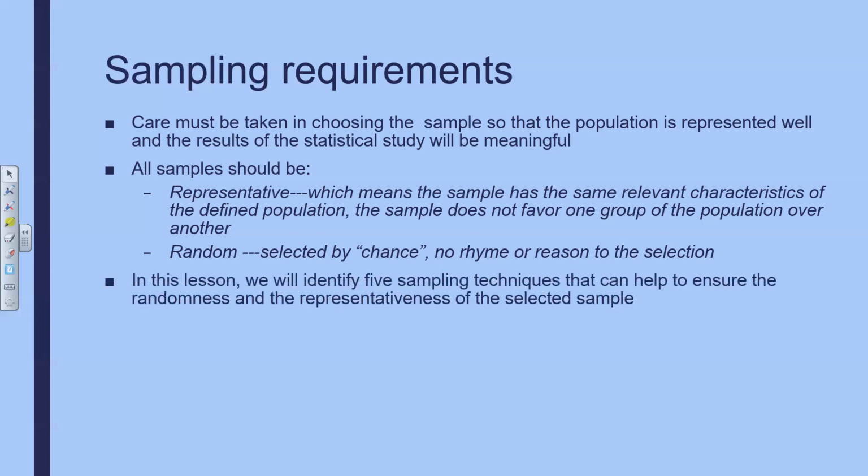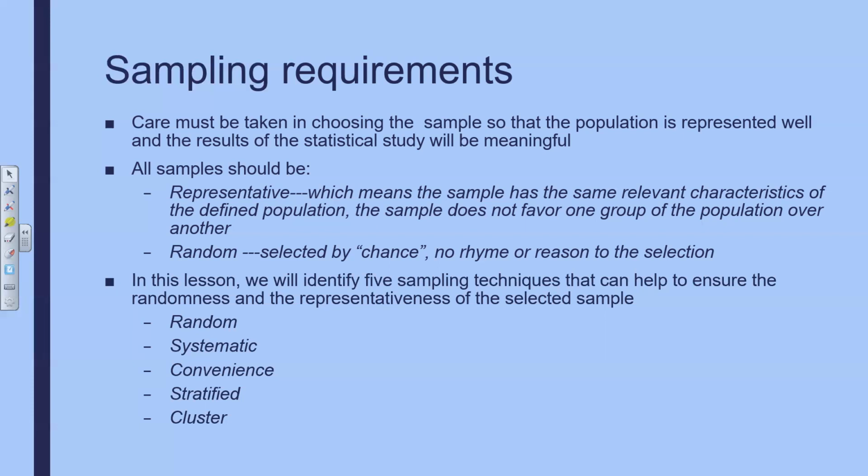We're going to look at some techniques in this course that will help us do that. Some ways we can choose our sample so that we ensure we have a representative and a random sample. There are 5 that we're going to look at: random, convenience, systematic, stratified, and cluster.